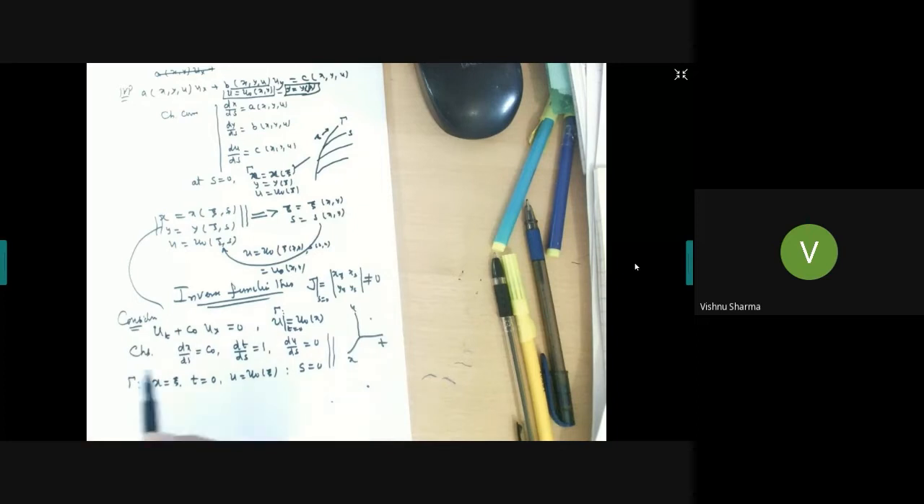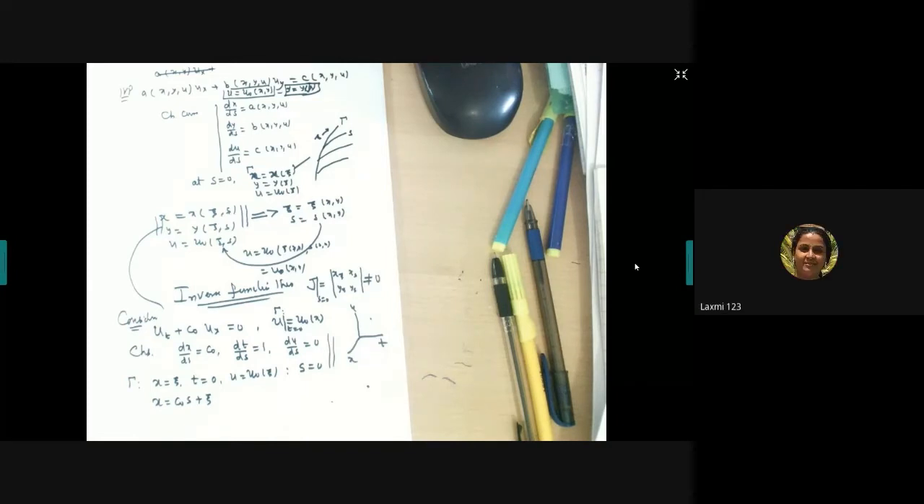So quickly I can solve. From here I get x is equal to c naught s plus an arbitrary constant. The arbitrary constant can be obtained using these initial conditions. At s is equal to 0, x is equal to xi, so the constant is xi. Is it all right?